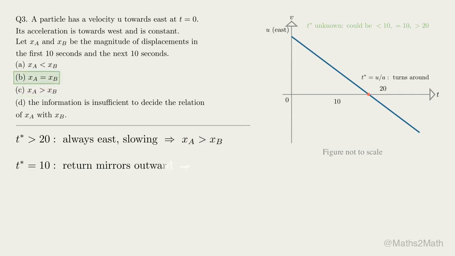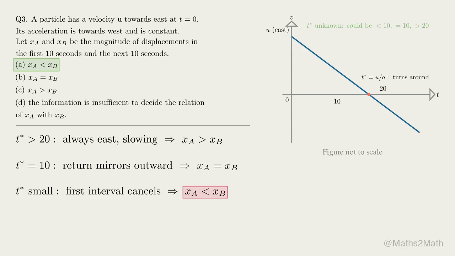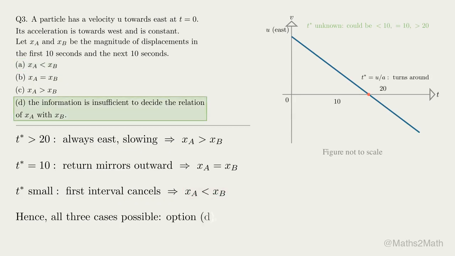Suppose instead t star is exactly 10 seconds. The return trip mirrors the outward trip, so the two displacement magnitudes are equal. Option B would hold. And if t star is early, say 2 seconds, the first interval nearly cancels itself while the second interval is a long straight run west, xa less than xb. Option A would hold. All three relations are possible, and u and a are not given. Hence the information is insufficient. Option D.